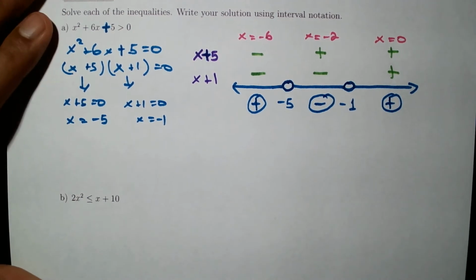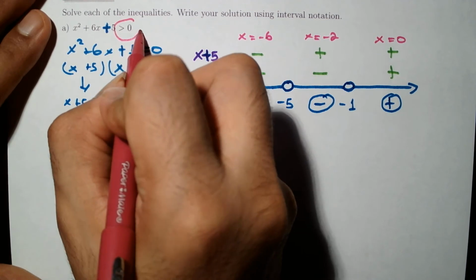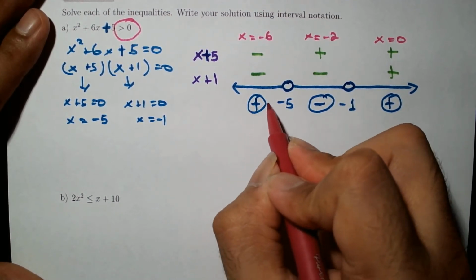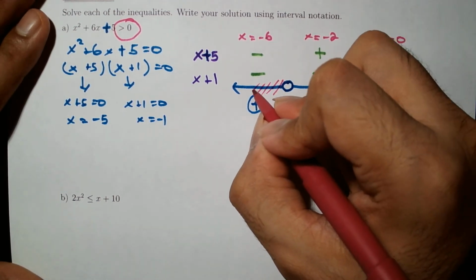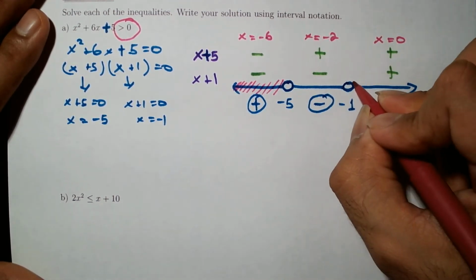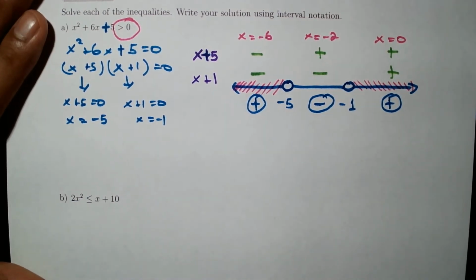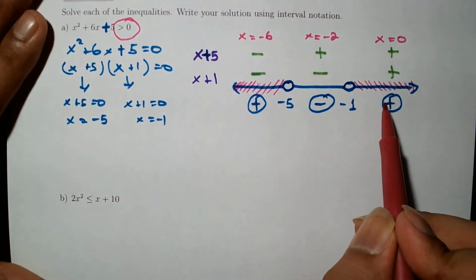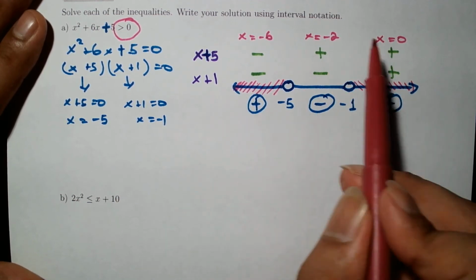Now, I'm going to go back to the original question. They're asking us to find the intervals in which the quadratic function is greater than 0. Greater than 0 is the same as saying positive. So it's going to be over here in this interval right here and over there. So I'm going to shade the intervals in which this is true, in which this is greater than 0. Now, I have the shade, I have the graph, if you will.